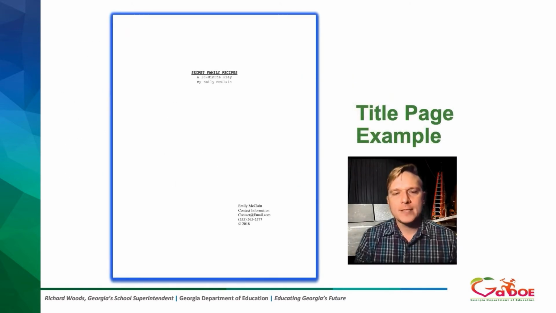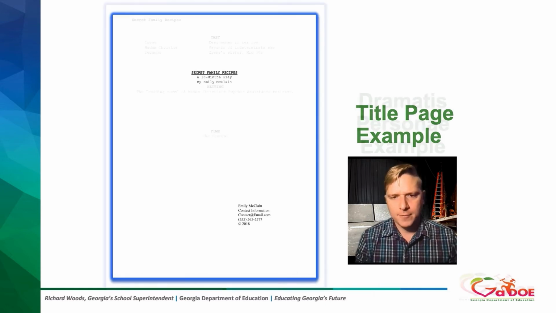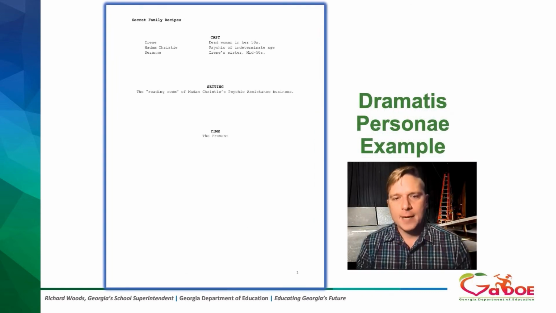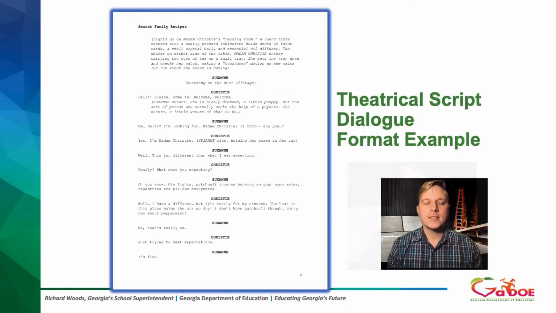This is an example of a title page where you can see we have all of the information that is expected on the front, no more information than what is listed here. Beyond that, it begins to get considered a little unprofessional. This is an example of the characters, the dramatis personae example. And then this is an example of the main body with all of those margins we discussed.